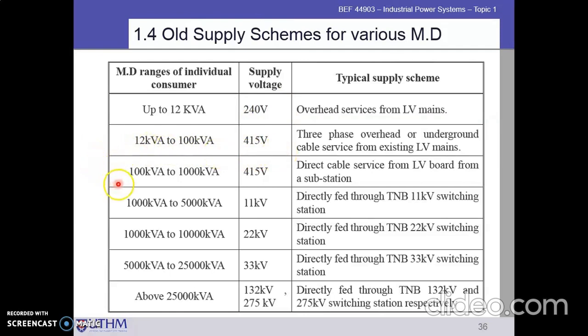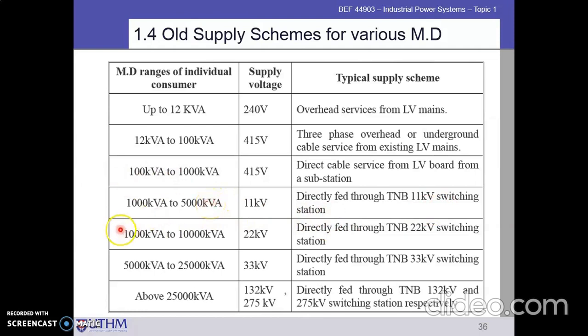Then for 100 kVA to 1000 kVA, the supply voltage is 415, and the connection is direct cable service from the LV board from a substation. We use direct from the board because the load is higher. For load 1000 kVA to 5000 kVA, the supply is 11 kV, direct fed from the TNB 11 kV switching station. So for this load, it is just directly fed from the TNB.